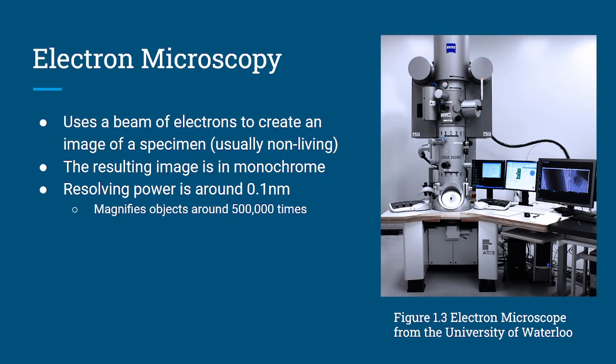And finally, we have electron microscopy. On figure 1.3 here, we can see that there's an electron microscope from the University of Waterloo here in Ontario. Electron microscopes basically use a beam of electrons to create an image of a specimen that's usually non-living. The resulting image is monochrome, which is black and white and lacks color, like light microscope images. Finally, we know that the resolving power is around 0.1 nanometers, which is really high, and it magnifies objects about 500,000 times or more, and it results in very detailed images in contrast to light microscopes.